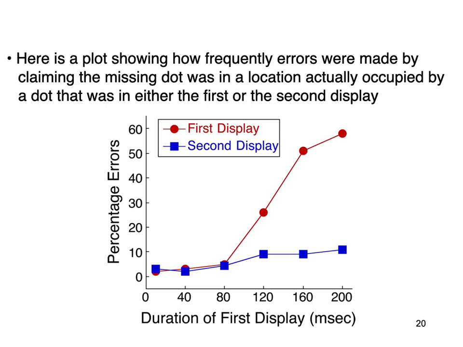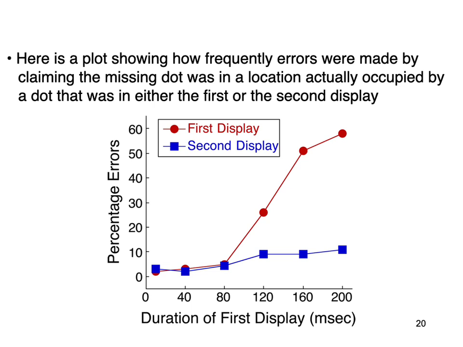So look what happens. We again vary the duration of the first display, not the duration of the second, the duration of the first display: 10 milliseconds, 40, 80, etc. The percent errors that are occurring as a result of mislocation of dots or misrepresentation of dots in the first display are in red. And if you go beyond 80 milliseconds, you can see the red dots are coming from mislocation of dots in the first display. The longer you present the first display, the more you start to mislocate dots in that display.